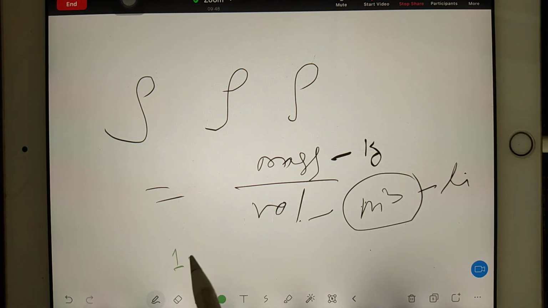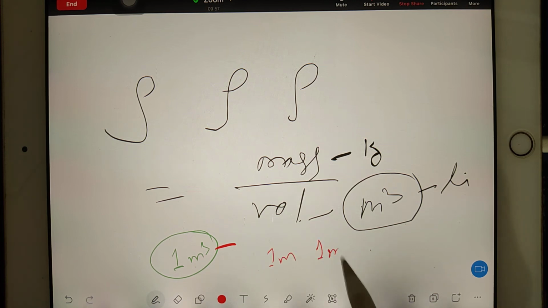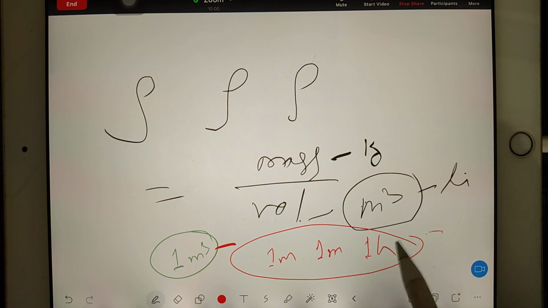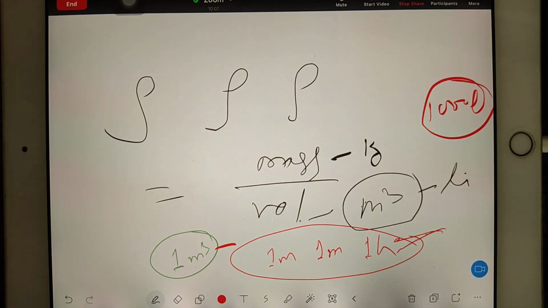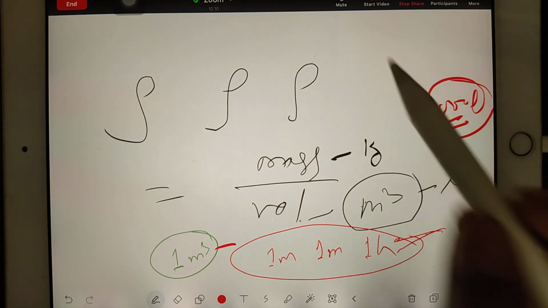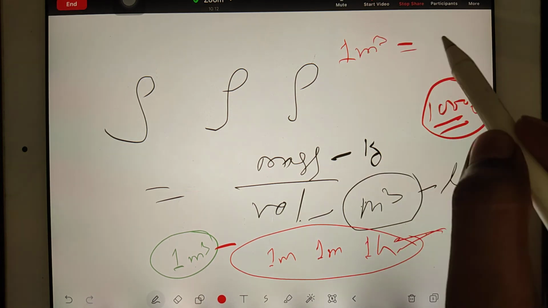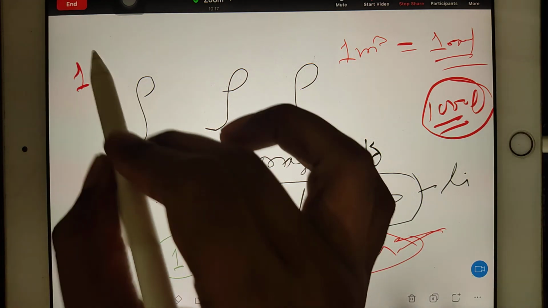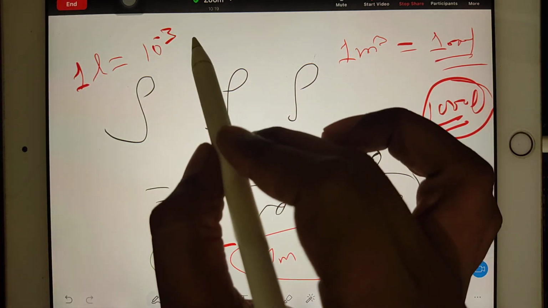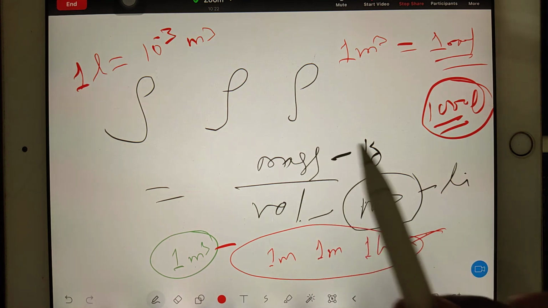Okay, but students make a mistake. Let's feel what is 1 meter cube. Whenever you have free time, make a 1 meter cube space. What is 1 meter cube space? 1 meter length, 1 meter width, 1 meter height. In that space, whatever water you can contain is 1000 liter water. So it's very clear that in 1 meter cube space, you can store 1000 liter water. So it means what? 1 liter is 10 to the power minus 3 meter cube of liquid.